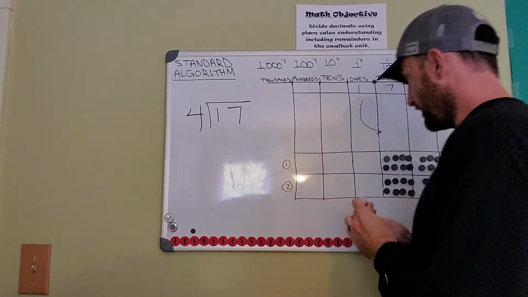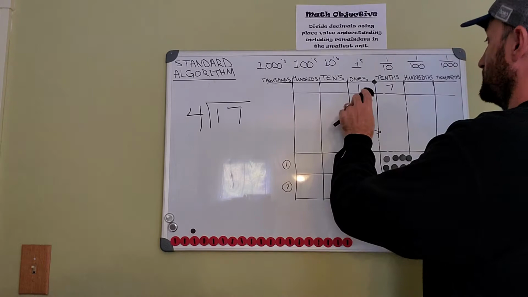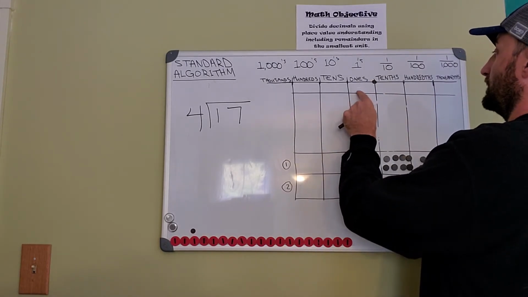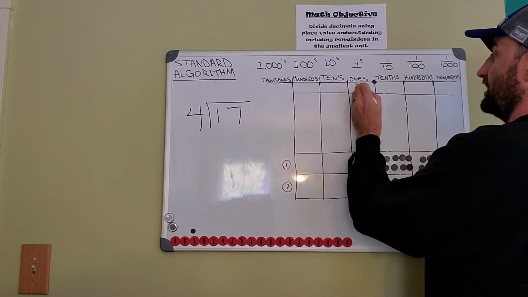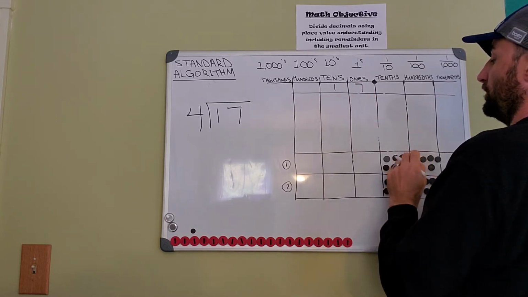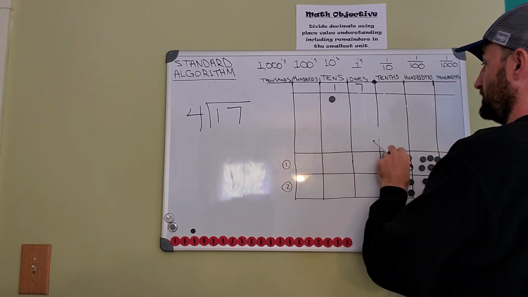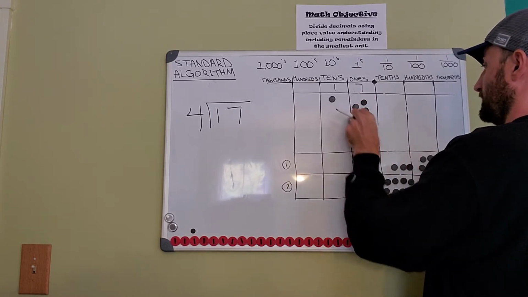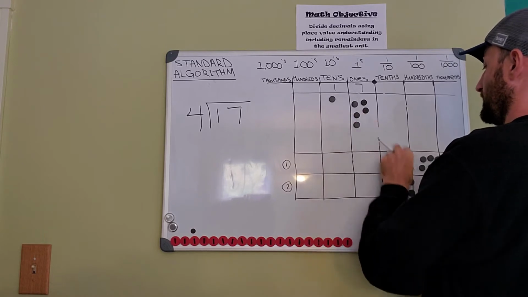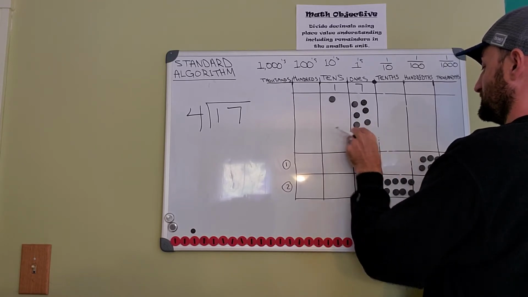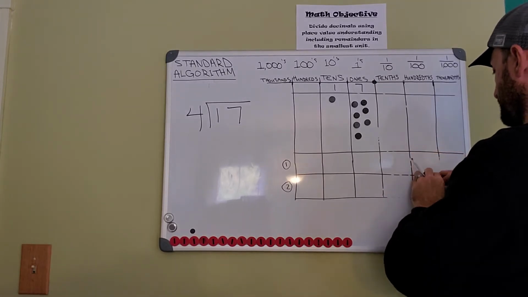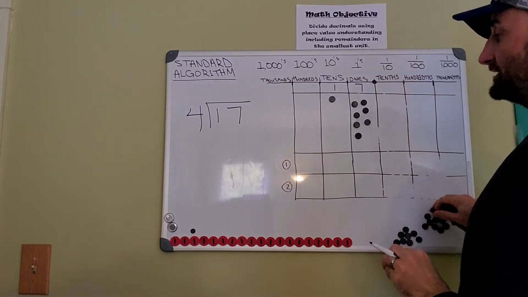And let's model that on our place value chart. 17 divided by 4 is going to have a 7 in the ones place and a 1 in the tens place. 1 ten, 1, 2, 3, 4, 5, 6, 7. So I've got 7 ones and I've got 1 ten.